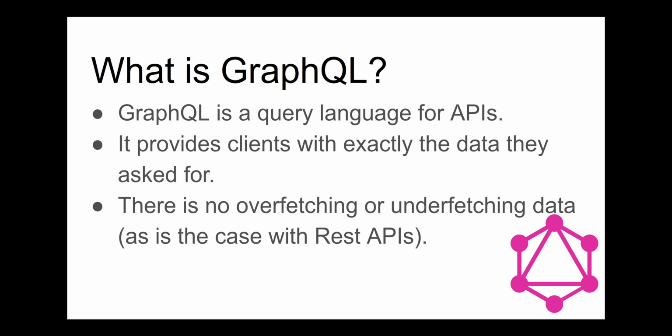Now, what GraphQL is, it's a query language for APIs. It provides clients with exactly the data that clients ask for. So instead of a REST API that gives you a set of data, for example, if you ask for persons, it gives you all the person's data, and you don't get to pick and choose what data you want. GraphQL, on the other hand, allows you to pick and choose exactly the properties of that person that you want.